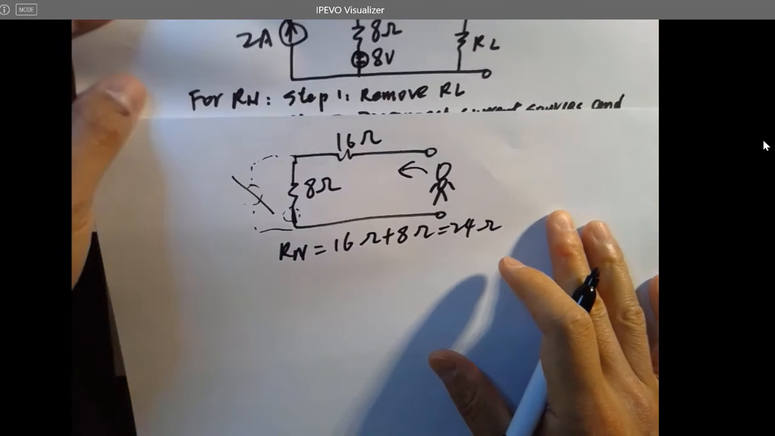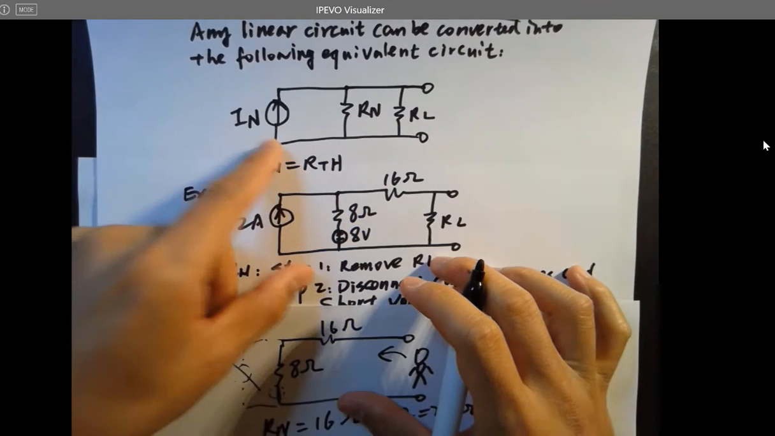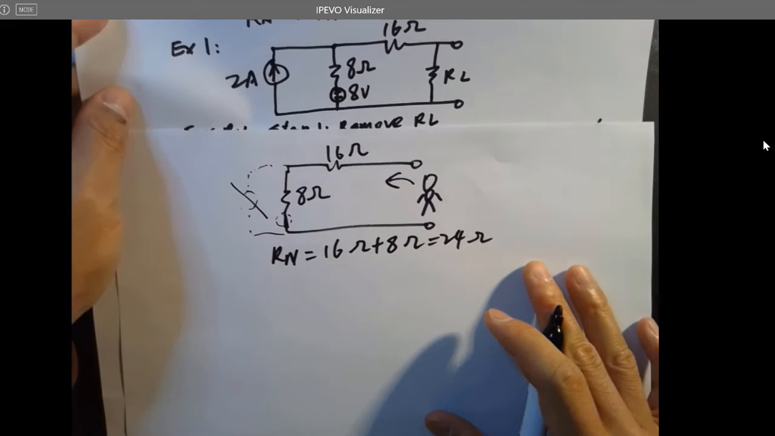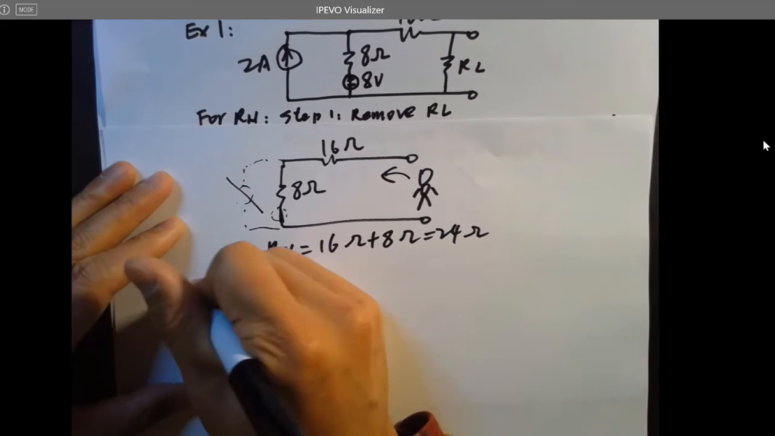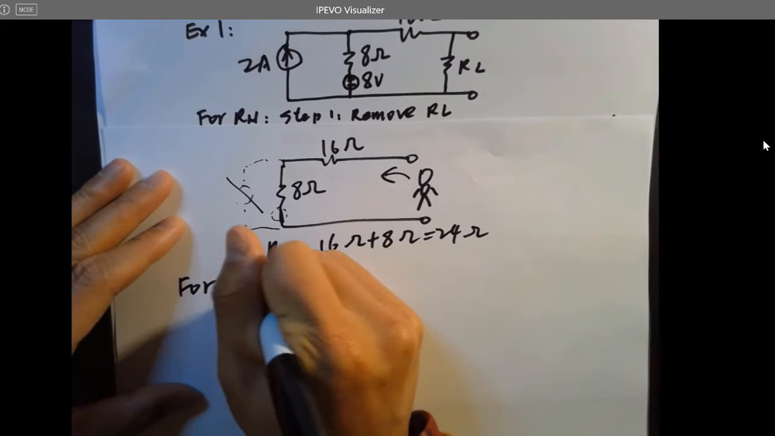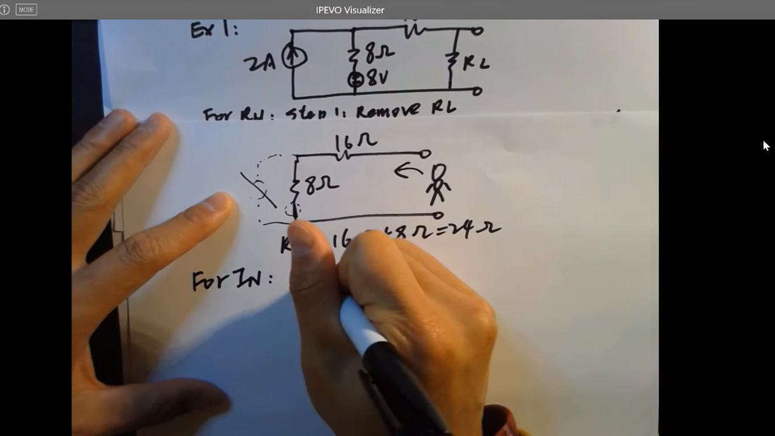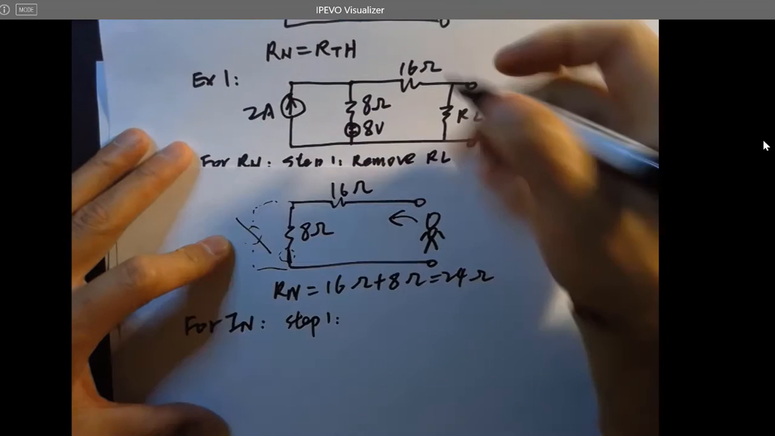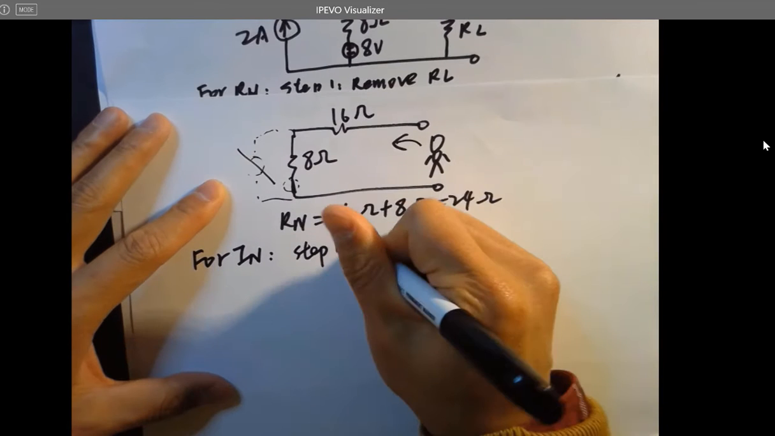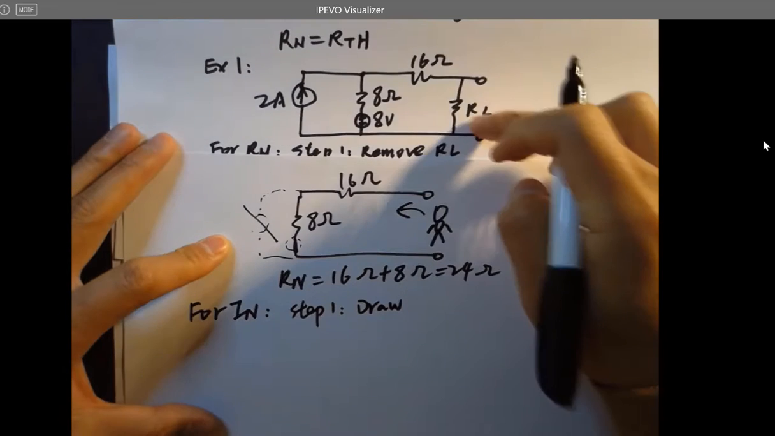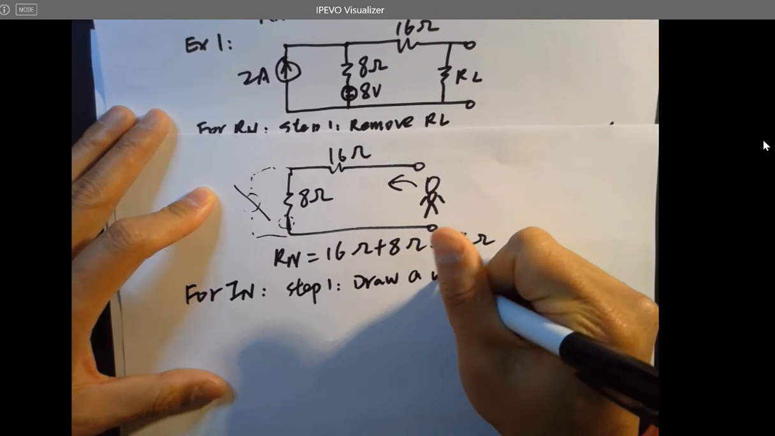All right, so what about In? The equivalent circuit requires both Rn and In. In is calculated slightly differently compared to Thevenin's theorem. For In, the procedure is: step 1, you draw a wire from the output terminal to short the load resistor.